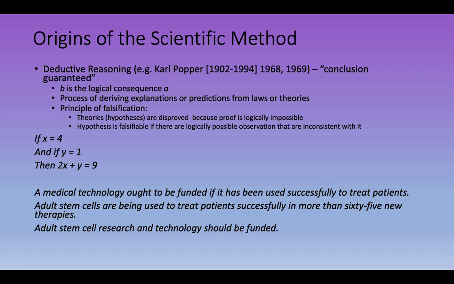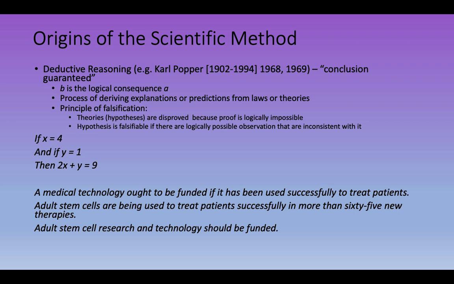So there has to be a logical possible observation that might be inconsistent with it. So you can't build a hypothesis that's not falsifiable in this instance, right? And by examining these hypotheses and trying to see if you can falsify them, that's how you can deductively reason that your alternative hypothesis is supported, right?